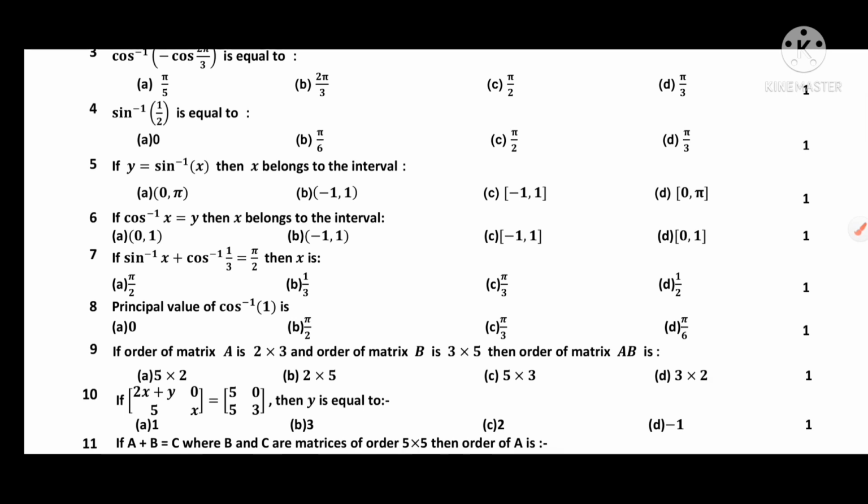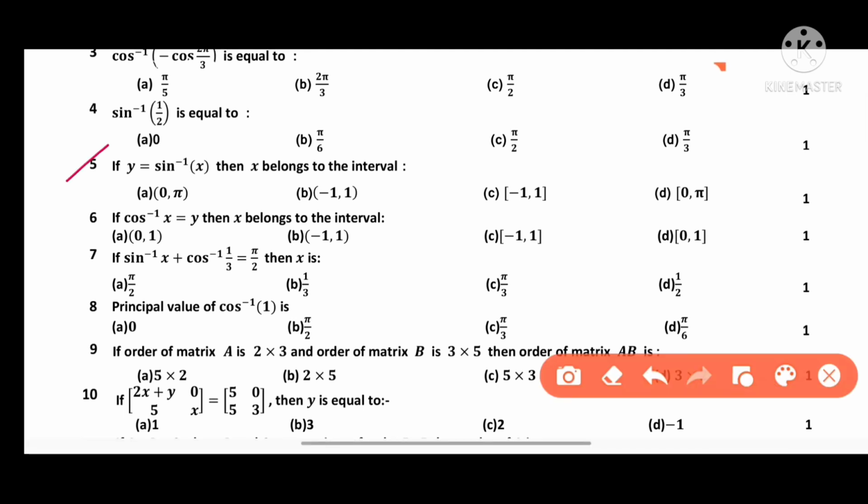Next, if y is equal to sin inverse x, then x belongs to the interval closed interval -1 to 1. Next, y is equal to cos inverse x, and x belongs to the interval -1 to 1.